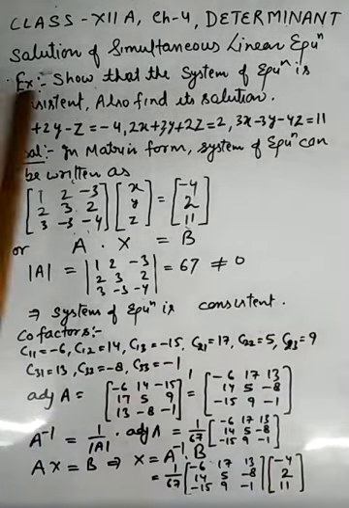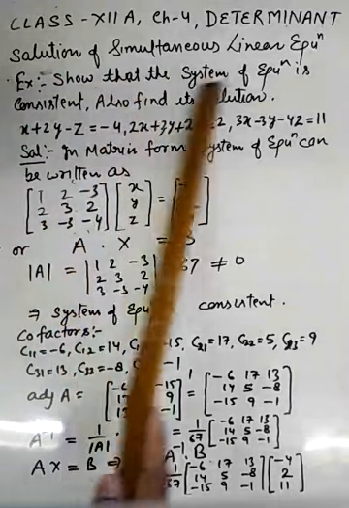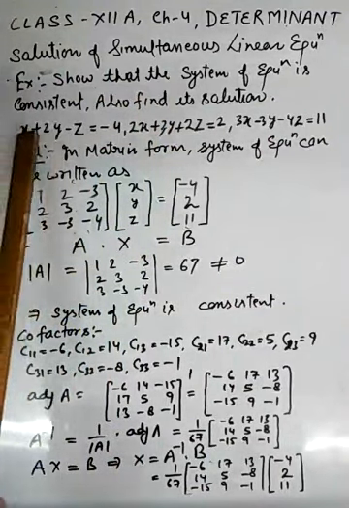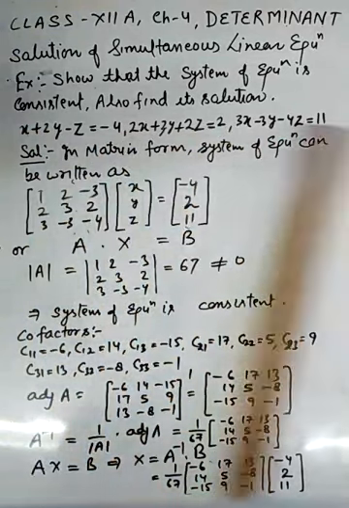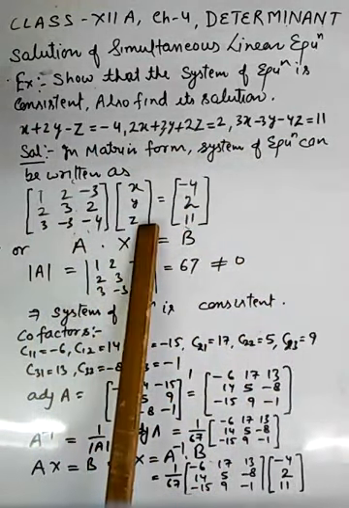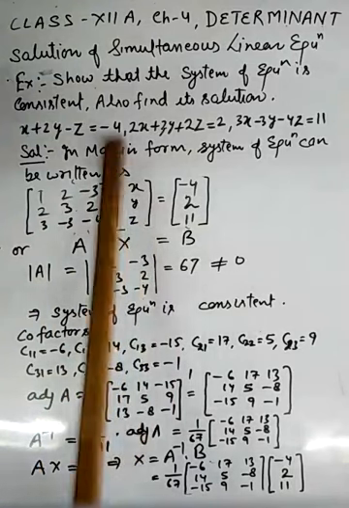Now take one more example. Show that the system of equations is consistent, also find its solution. Now the equations are changed. Write it in matrix form, Ax equal to B.